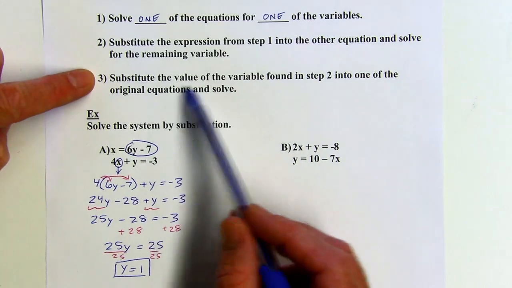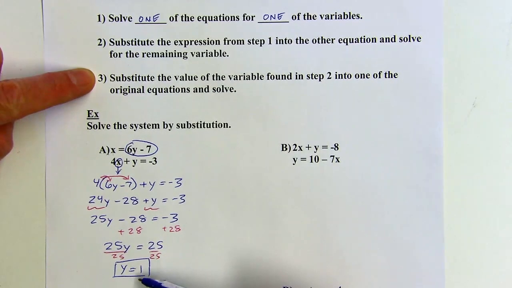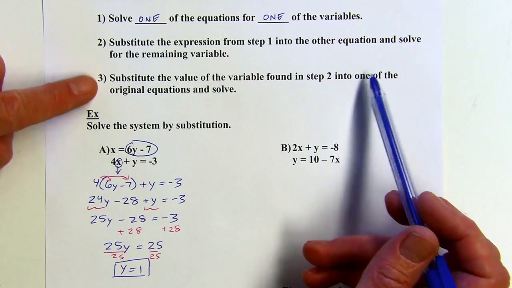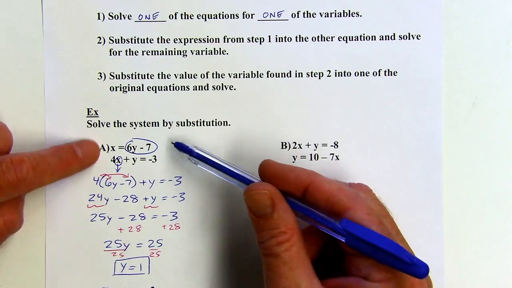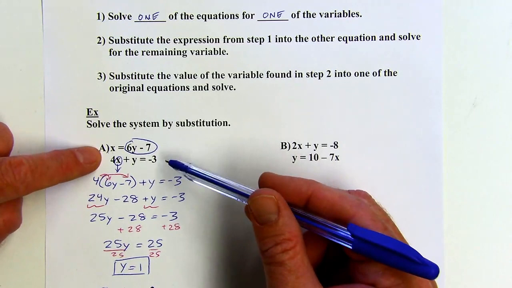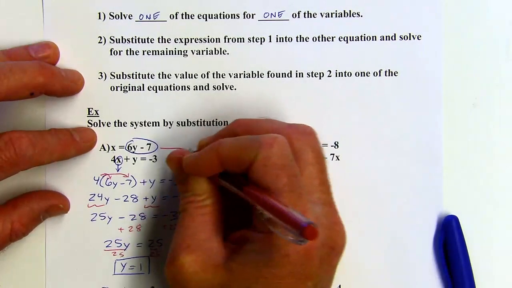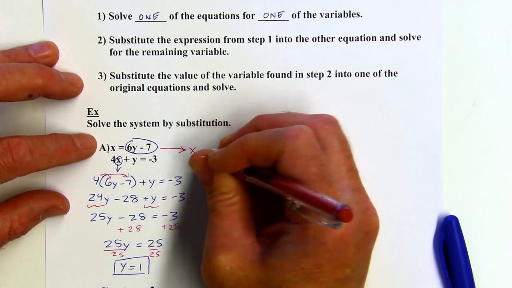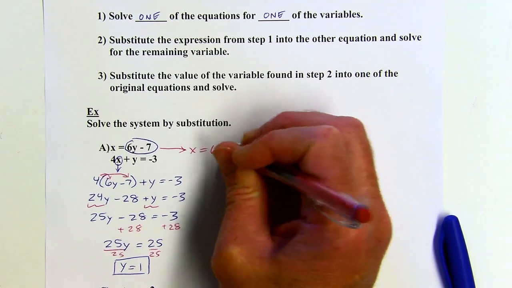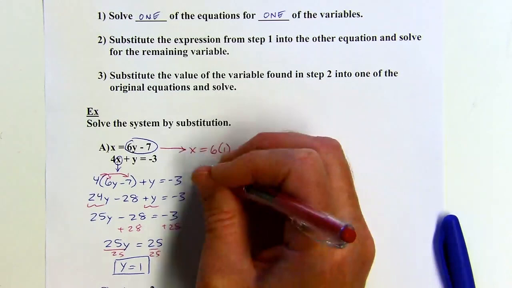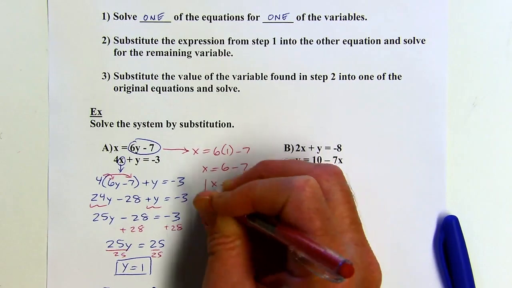So I'm going to substitute the value of the variable found in step 2. So in this case, I found y equals 1. And I'm going to substitute that into one of the original equations and then solve. So I can pick. I can put in the top equation or the bottom one. It doesn't really matter. So I'm going to substitute into the top one here. So x equals 6y minus 7. Well, I know y is 1, so 6 times 1 minus 7. Okay, and then let's see, 6 minus 7, so x comes out to negative 1.